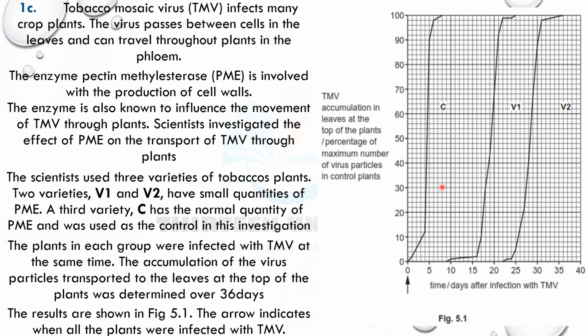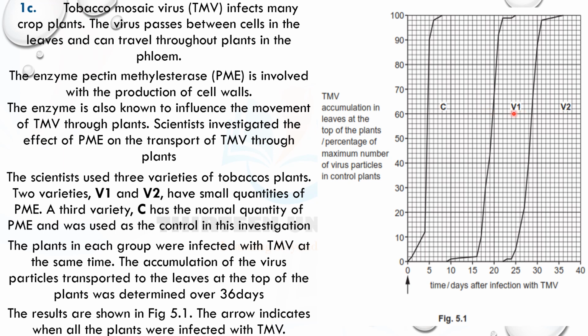So if you check the number of days, each box from here to here is 5 boxes, 5 units. That means 1 box is 1 day. So if you come here, you see that should be like 8 days. So this variety C reached the maximum at 8 days. If you check this variety V1, I think it reached at 26 days. Because this is 30, that's 35, 36 days.